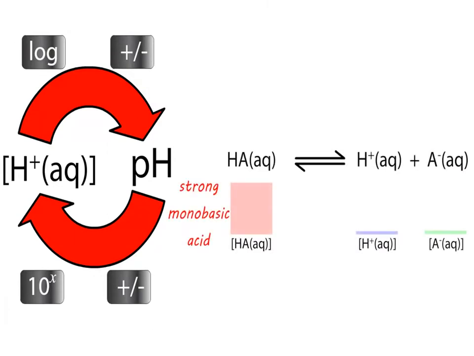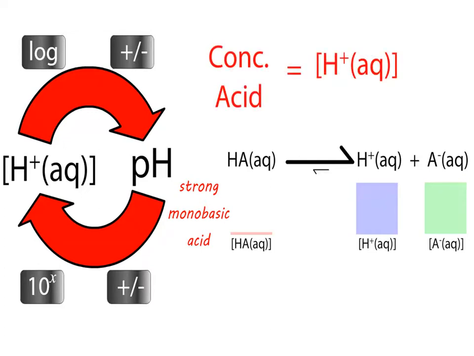Strong monobasic acids effectively completely dissociate into ions in aqueous solution, so the concentration of the acid equals the concentration of the hydrogen ions. And so to find the pH of a monobasic strong acid, it is merely a case of finding the log to the base 10 of the acid concentration and then changing the sign. And to find the acid concentration from the pH, we change the sign and then find 10 to the power of that number.